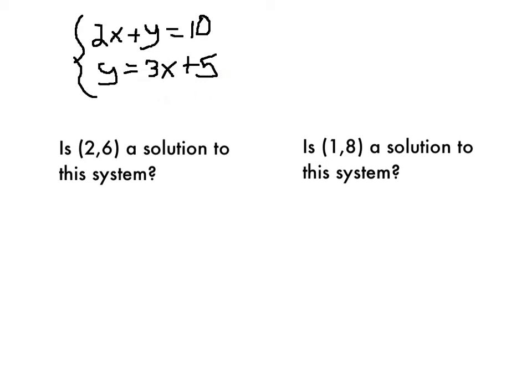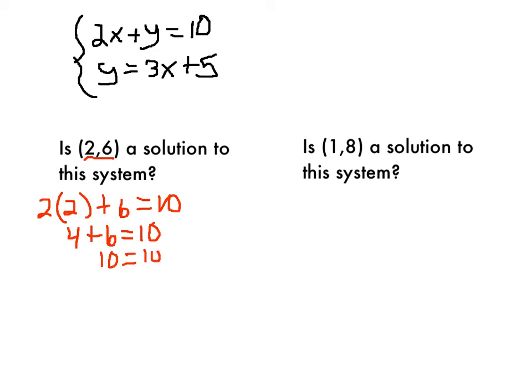So when you're asked to find a solution, or if you're asked if, in this first example, 2, 6 is a solution to this system, well, it is if it satisfies both equations. So I'm going to plug it into my first equation. My x is 2, my y is 6. And when I plug 2 and 6 into my first equation, I get 4 plus 6 equal to 10. And that's true. 10 is equal to 10. So it looks like it works in the first equation. Unfortunately, that's not enough to determine whether or not it's a solution to the system.